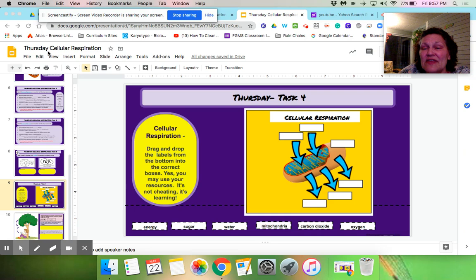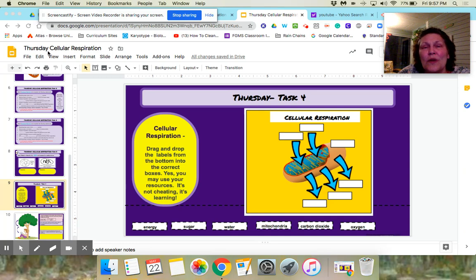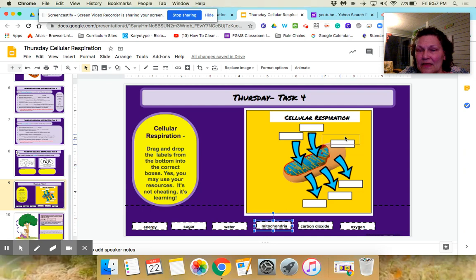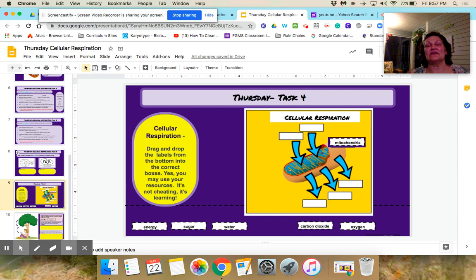So we have here a picture, and the label at the top says that it is cellular respiration. So think about what is that organ that is the place or the site of cellular respiration, and that happens to be the mitochondria. Okay, so we're going to slide this little guy up here because that's showing the picture of the organelle itself, right?